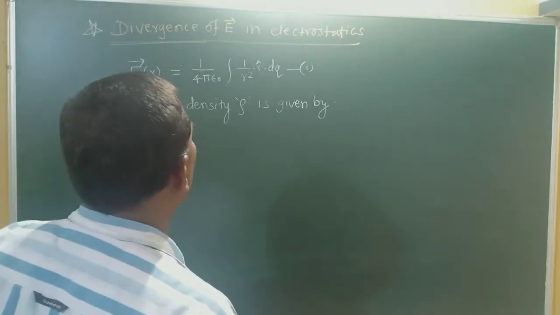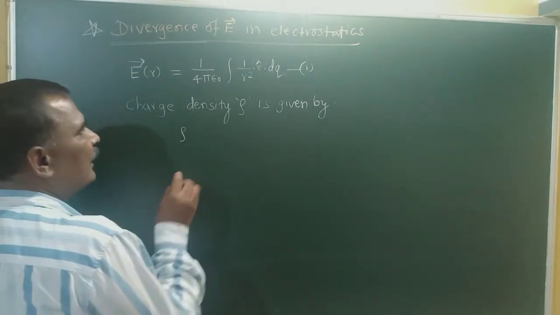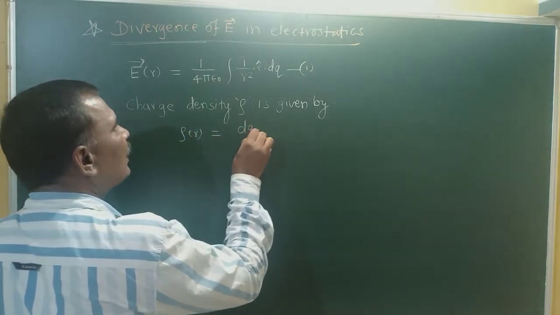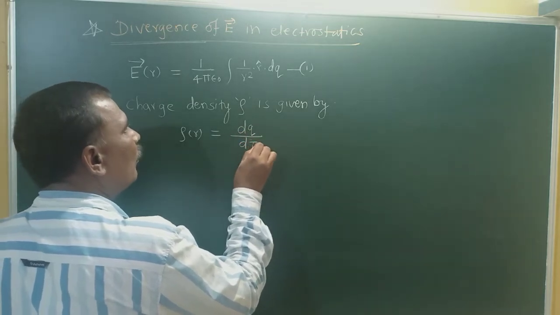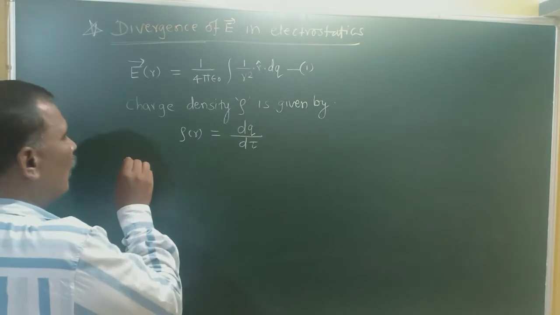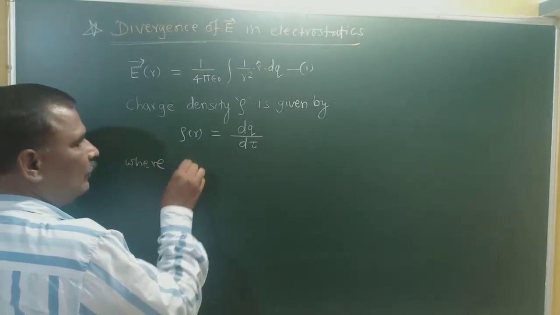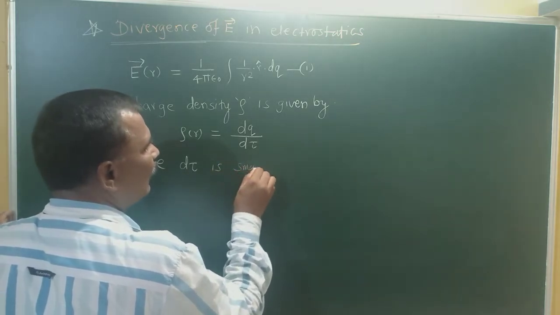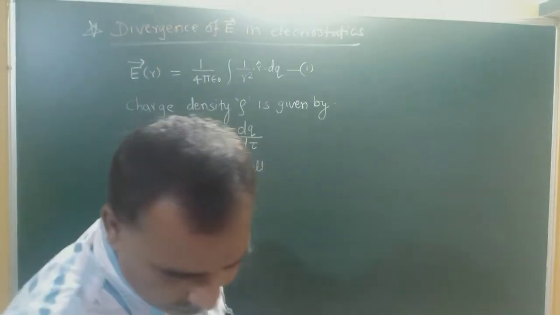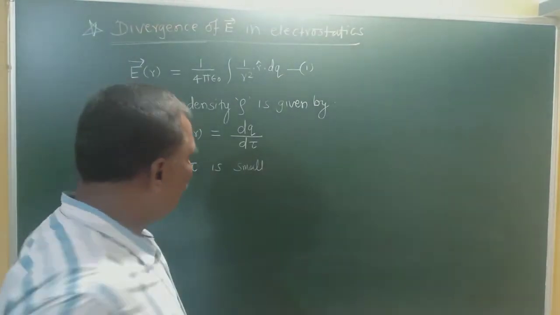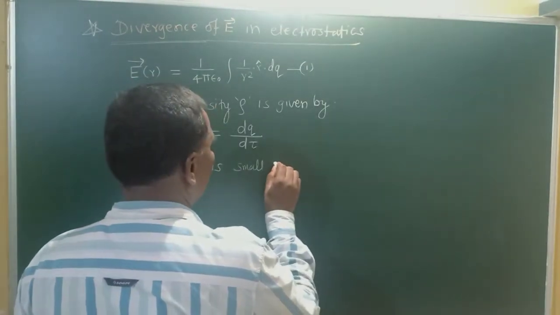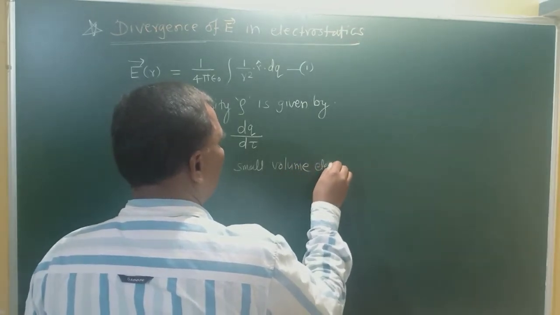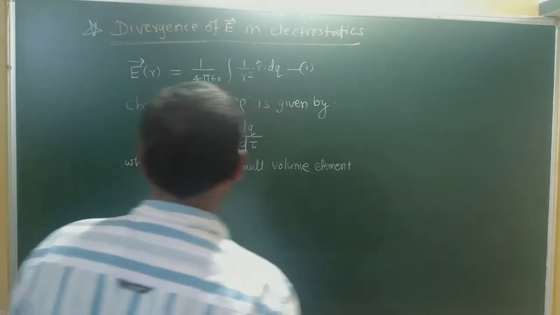the charge density rho of r is equal to charge per unit volume. What is d tau here? d tau is called a small volume element.